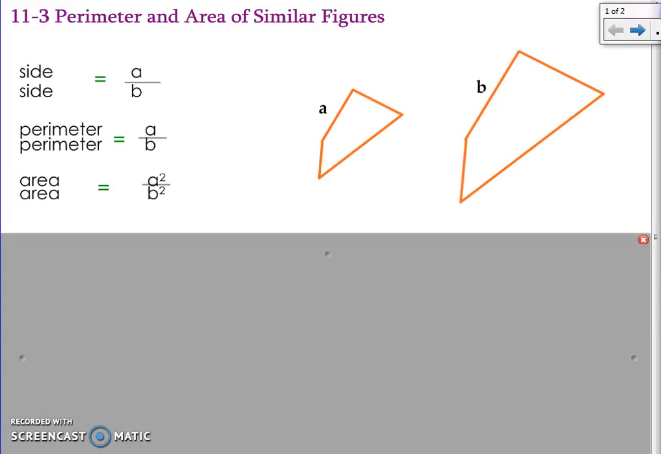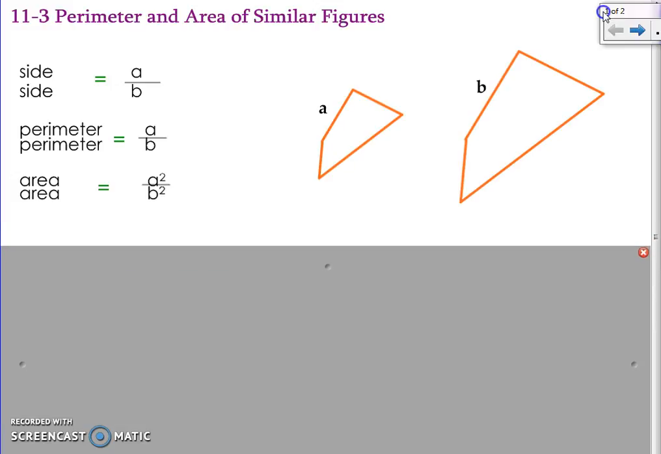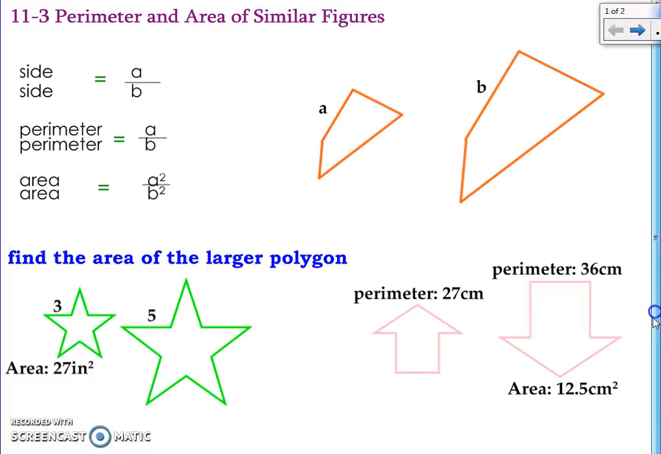So here is what we know about similar figures. By the way, similar figures are the exact same shape, one's just bigger than the other, okay? So if we have a ratio of the side lengths, which would be A to B, whatever those two numbers are, the perimeter would have the same ratio, and the area ratio would just be those two numbers squared. So that's going to be our first step every single time we solve a problem on here.